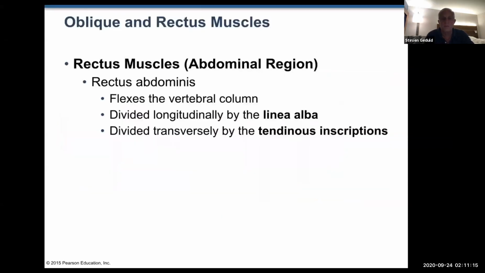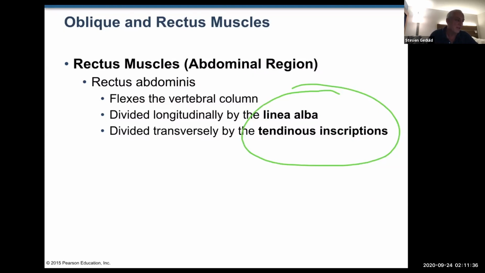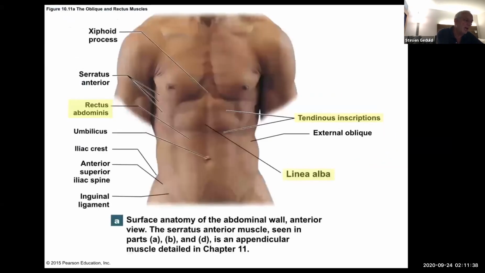The rectus abdominis, those flex the vertebral column, divided longitudinally by the linea alba, and it's divided transversely by what are called tendinous inscriptions. These are the things you work on when you want to audition for the movie 300. Okay. All those guys had unbelievable six packs. These are the muscles that give you that. This is your linea alba. Linea alba went straight down the middle. The tendinous inscriptions are the lines that define each rectus abdominis muscle to give you your six pack.